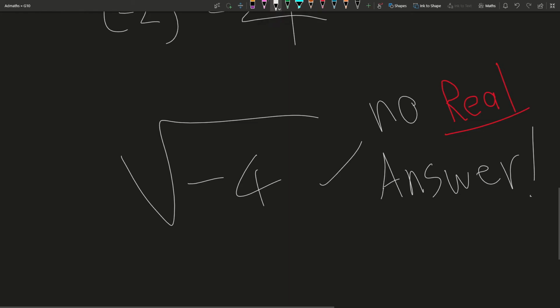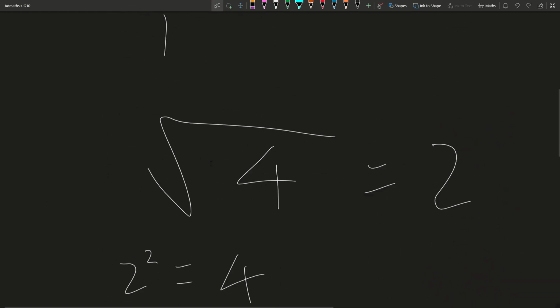Right. And so this is where maths gets a bit weird. This is where maths gets a bit silly, because it says, okay, fine, there's no real answer to this, but what if there was? What if we made an answer to this? And we did maths with that, even though it's not real, could we still get something useful out of it? And that's where imaginary maths was born.